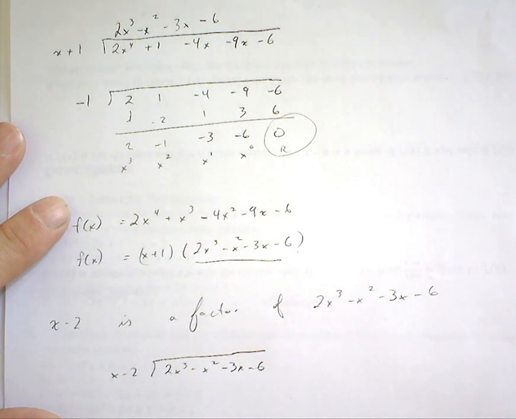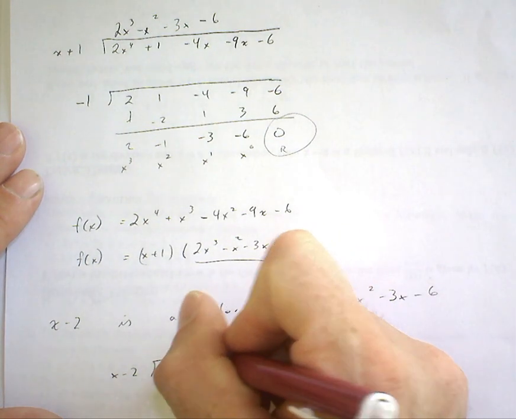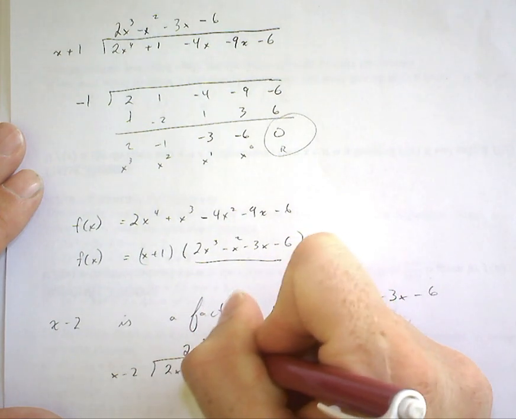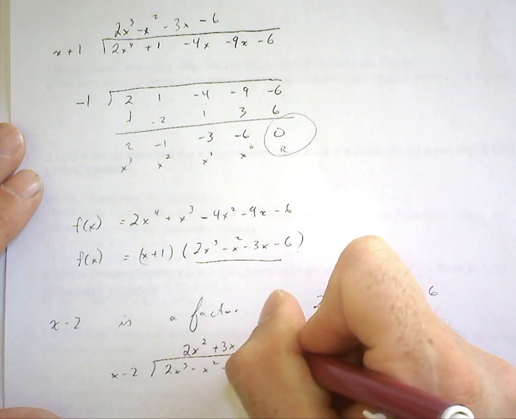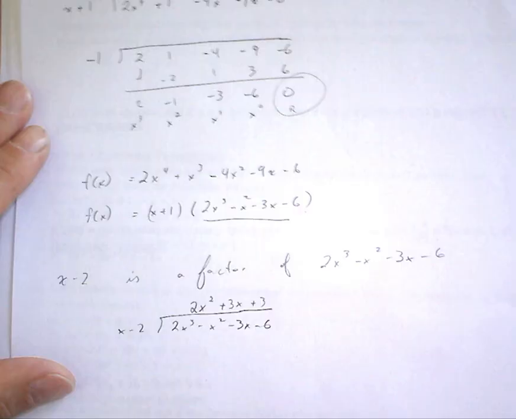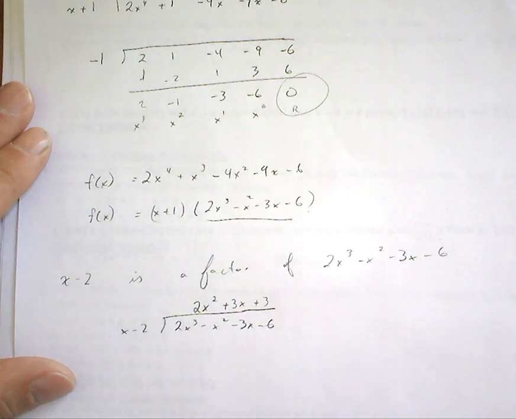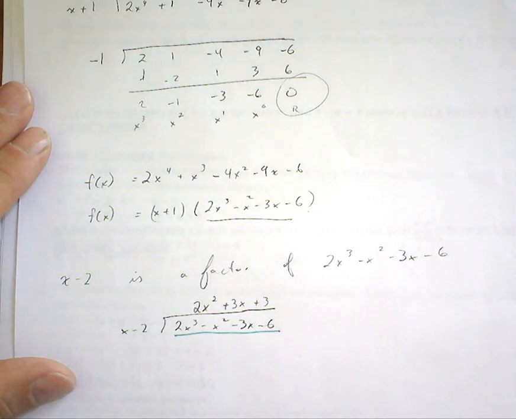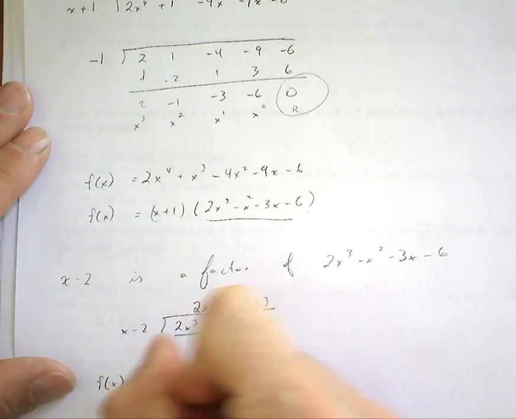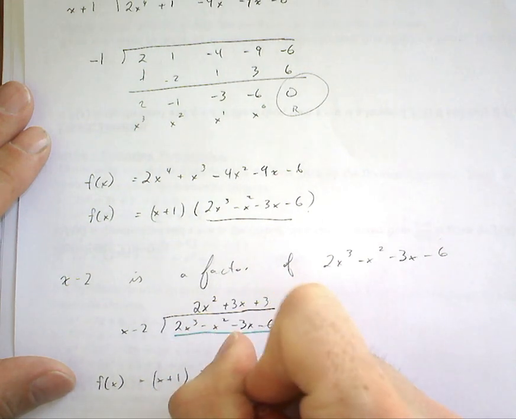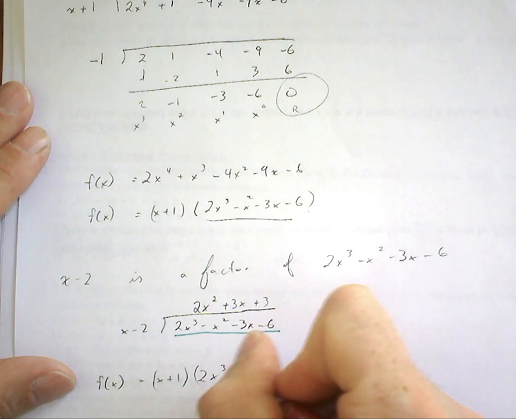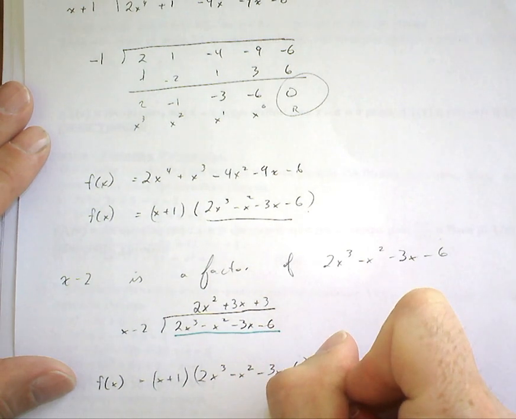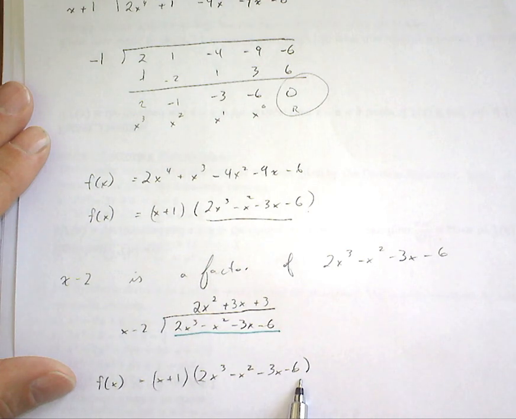Welcome back. I believe if you divide x minus 2 into this larger polynomial, you should get a quotient of 2x squared plus 3x plus 3. So what have I done? So really, now this is almost over. It seems like it goes on forever, but instead of writing f of x is equal to x plus 1 times 2x cubed minus x squared minus 3x minus 6, I know I can break this up into two other factors.